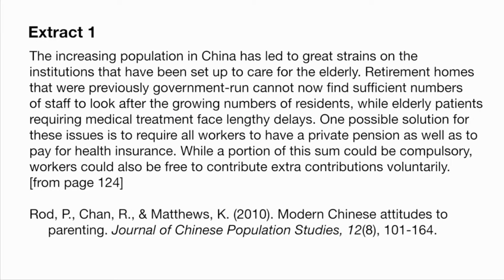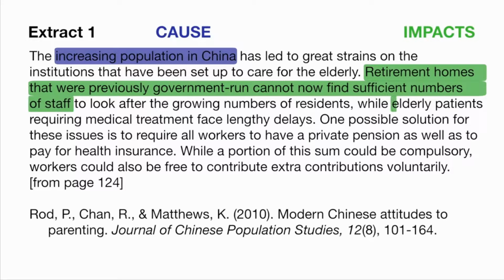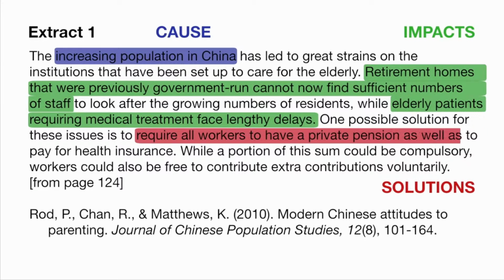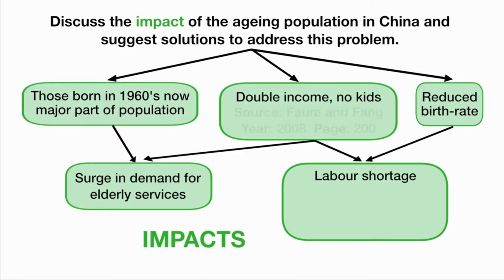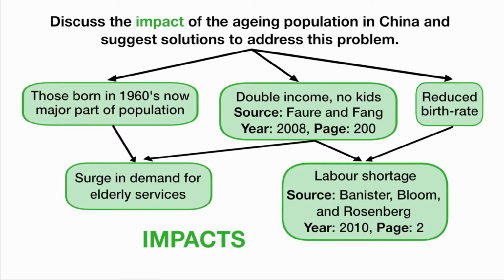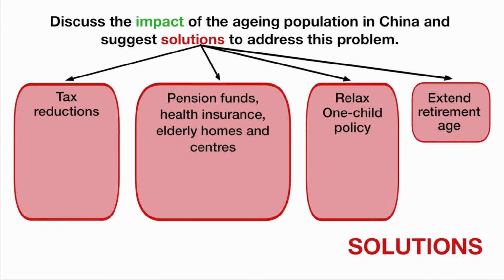After brainstorming, you should quickly read the extracts that are provided with the question. Is each one dealing with the cause of the problem, an impact, or a solution? Highlight the authors of each one. How many are there? Do you need to use et al? Then, match each of the extracts to the ideas you have already brainstormed.